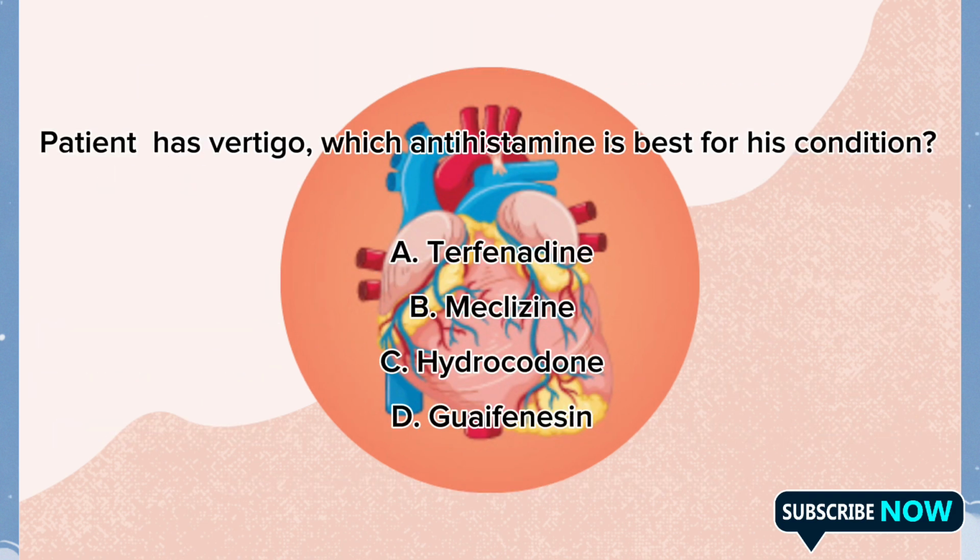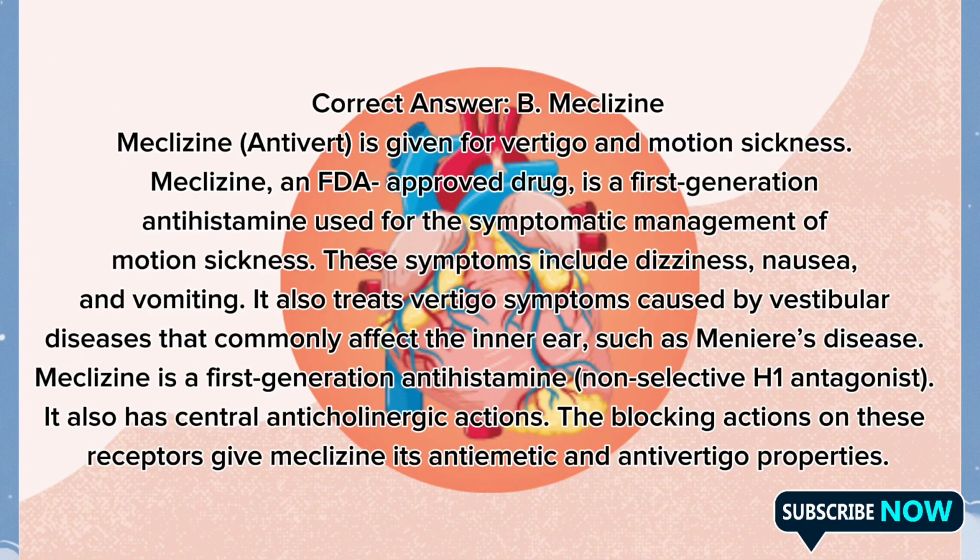A patient has vertigo. Which antihistamine is best for his condition? Correct answer, B. Meclizine (Antivert) is given for vertigo and motion sickness. Meclizine, an FDA-approved drug, is a first-generation antihistamine used for the symptomatic management of motion sickness. These symptoms include dizziness, nausea, and vomiting. It also treats vertigo symptoms caused by vestibular diseases that commonly affect the inner ear, such as Meniere's disease.